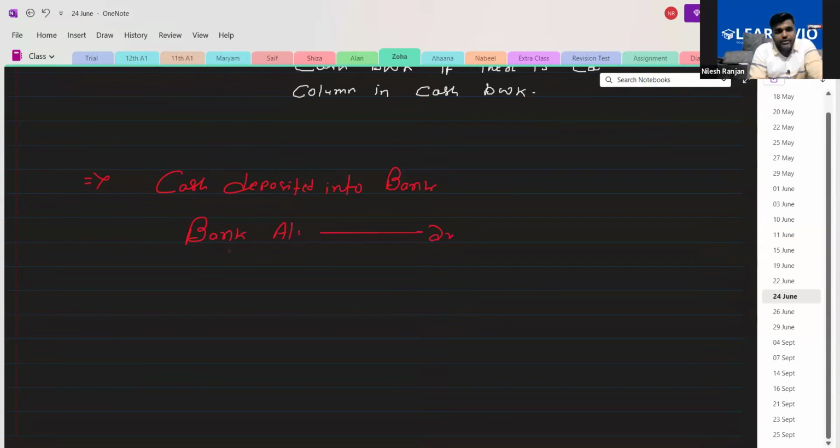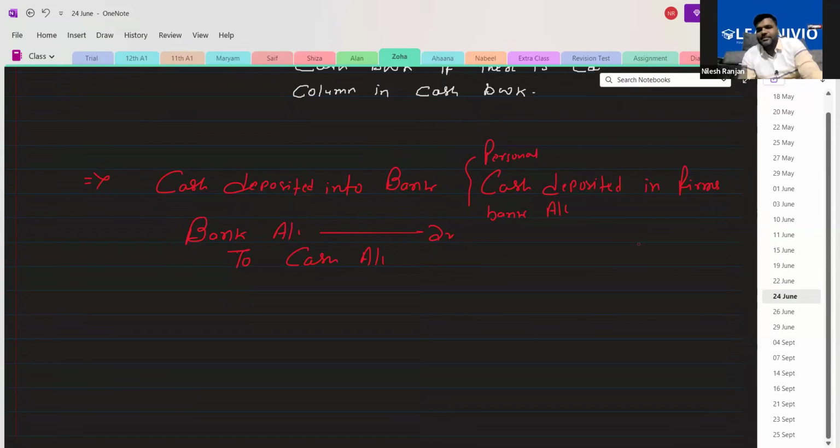But again, to confuse the student, they will give you a similar type question. I will write that so that you understand. They will write it like cash deposited in firm's bank account, or personal cash deposited in firm's bank account. Now, this is not bank account debit to cash account.